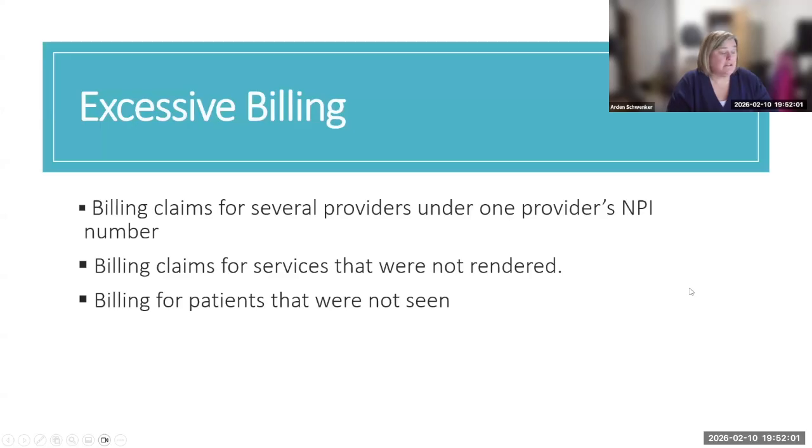Excessive billing: billing claims for multiple providers under one provider's NPI number. Not only is this excessive billing, it's also improper incident to billing. Billing claims for services that were not rendered and billing for patients that were not seen. All of this was happening in the fraud that was just the takedown of last year.